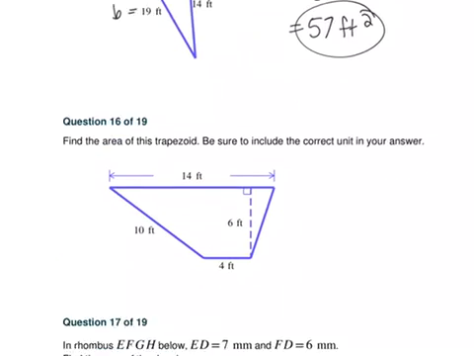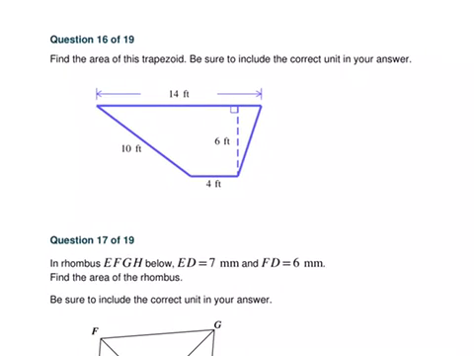And the third to last question, question number 16, talks about area of the trapezoid. I'm going to give you this formula as well. Remember, area of a trapezoid is equal to 1/2 times the height, and then you open up your parentheses, times base 1 plus base 2.